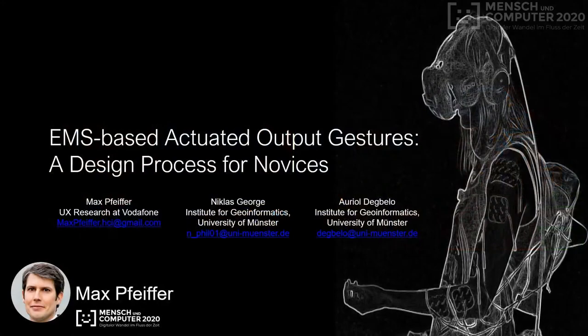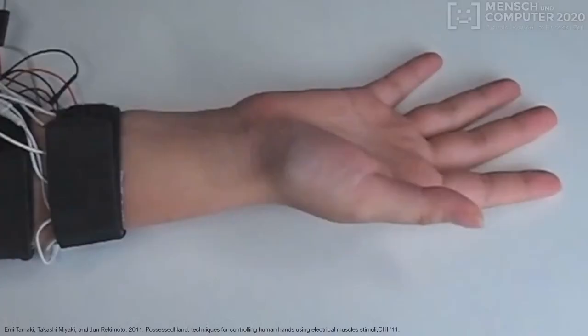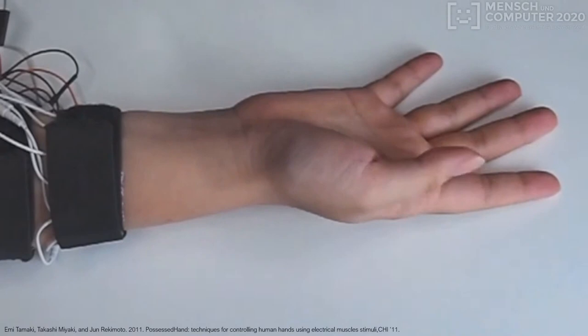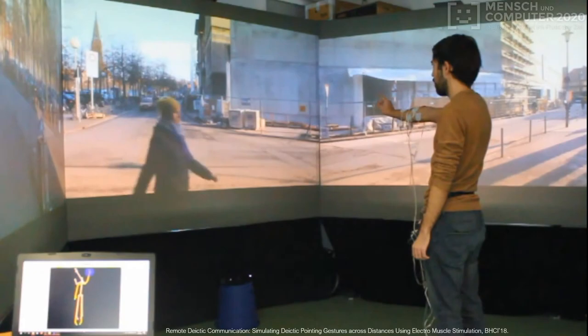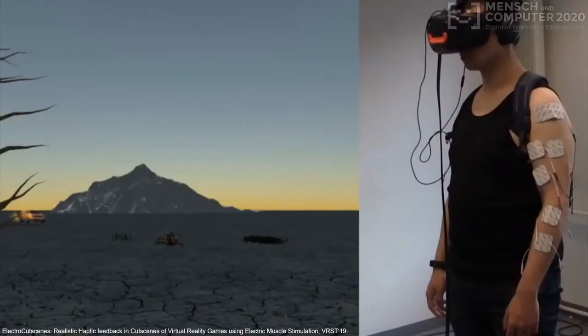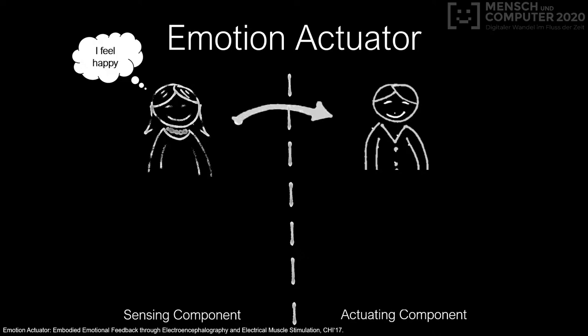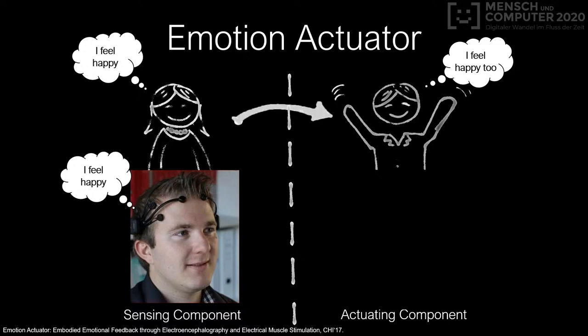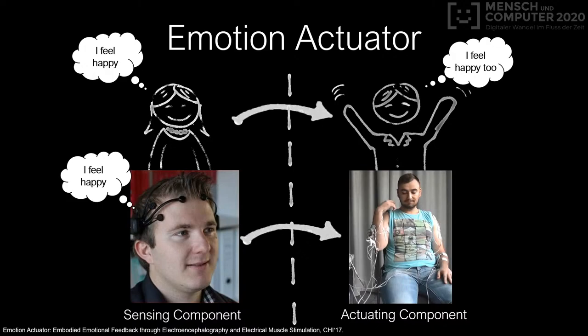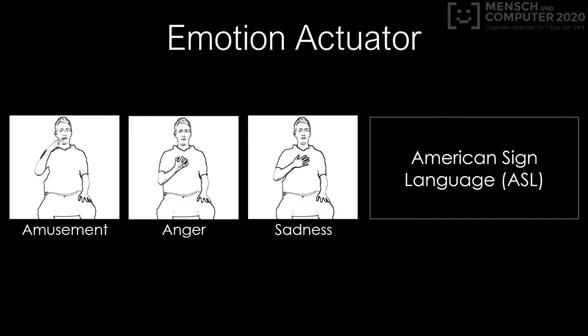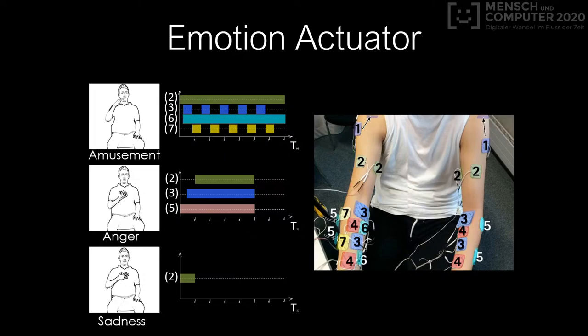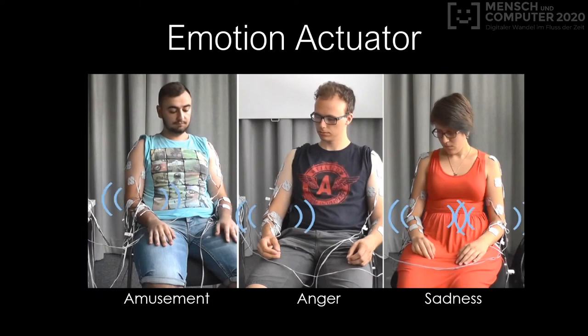And today, I'm presenting EMS-based Actuated Output Gestures, a Design Process for Novices. Nowadays, EMS-based gestures are used in many different scenarios. For instance, in pointing, to identify targets, but also even to communicate emotions from a sender to a receiver. In this case, the sender's movement is detected and transmitted to a receiver via EMS-based gestures. The more complex the gestures and the more gestures you are using, the more effort it is to calibrate the gestures, to identify the right muscles, and bring the gestures together to create a full EMS-based gesture.